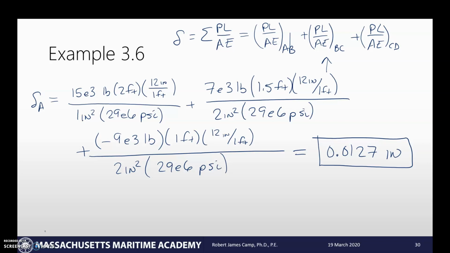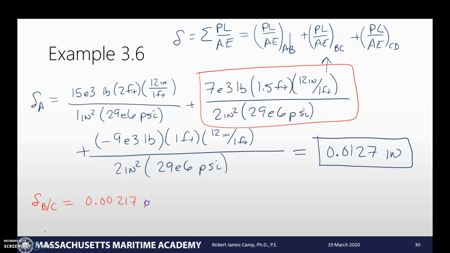The second one is I want to know what the deflection between points B and C is. So how do I do that? I've already calculated that out right here. It's that section. So if I calculate that out, 0.0217 inches. Now, this is still elongating because it's still a positive number. And so that's how we use deformation to calculate how large bars are going to be.